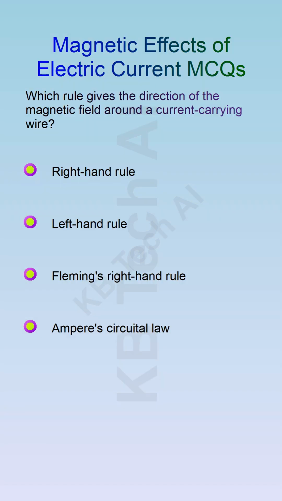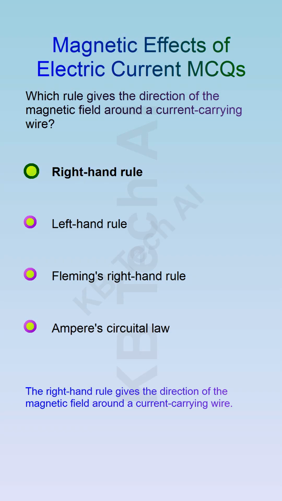Which rule gives the direction of the magnetic field around a current-carrying wire? Option 1, right-hand rule. Option 2, left-hand rule. Option 3, Fleming's right-hand rule. Option 4, Ampere's circuital law. The answer is, option 1, right-hand rule.